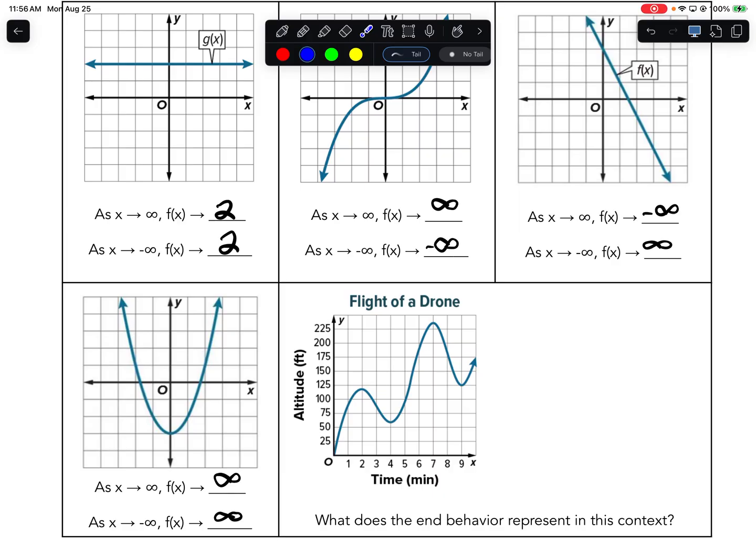So function not defined for x is less than 0. So we got to write some info here. Function not defined for x is less than 0. So why? Unless you're in a parallel universe, drone can't fly for negative time.